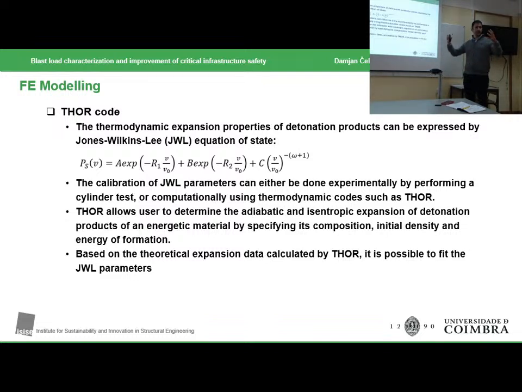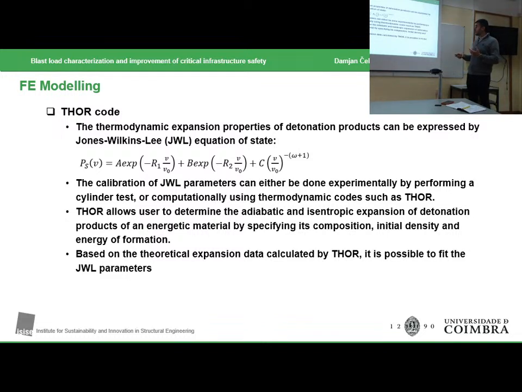So as the material expands, the pressure drops, because the combustion produces the detonation products, a high-volume gas. If you go to infinite volume, there will be almost zero pressure. It will be ambient pressure.